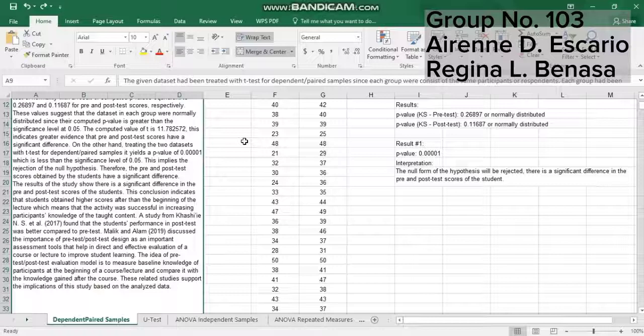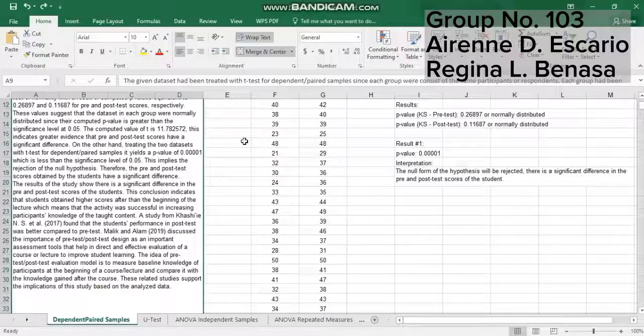A study from Cache N.S. et al. 2017 found that the students' performance in post-test was better compared to pre-test. Malik and Alam 2019 discussed the importance of pre-test and post-test design as an important assessment tool that helps in direct and effective evaluation of a course or lecture to improve student learning.